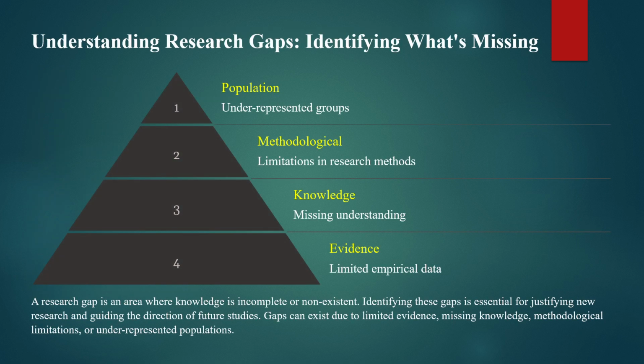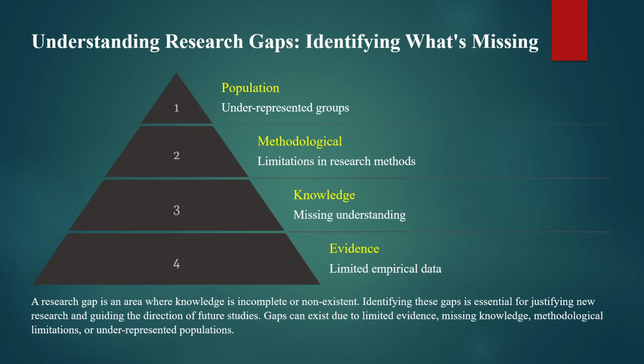Talking about understanding the research gaps, identifying what is missing. Research gap means identifying what is missing in the research. So it normally goes as an upward pyramid where the population is very crucial or limited in the research, and population represents the underrepresentation of the group of the study.